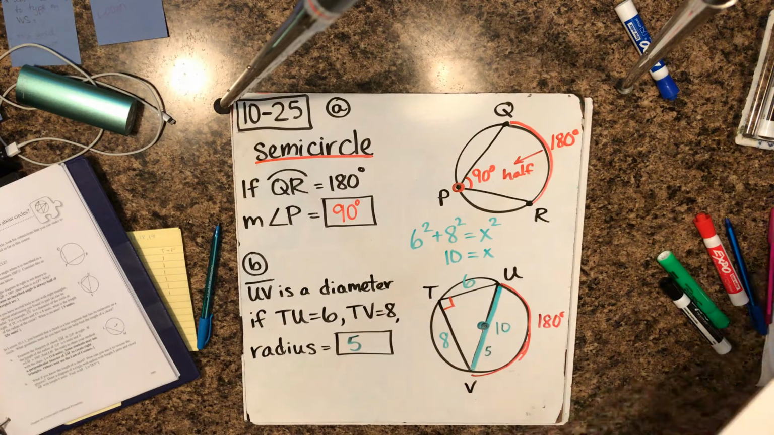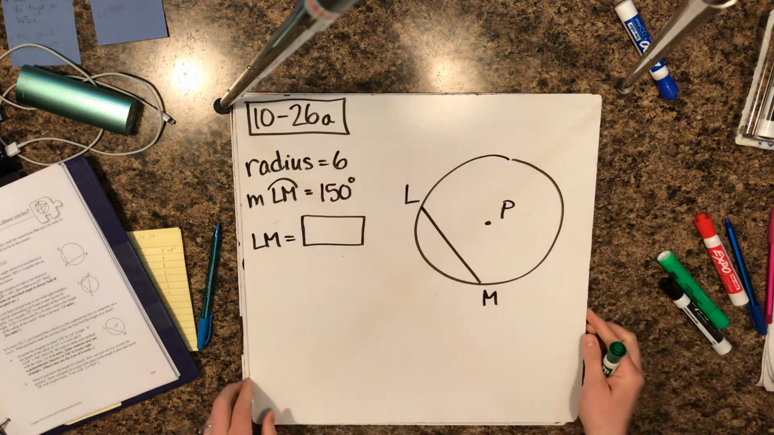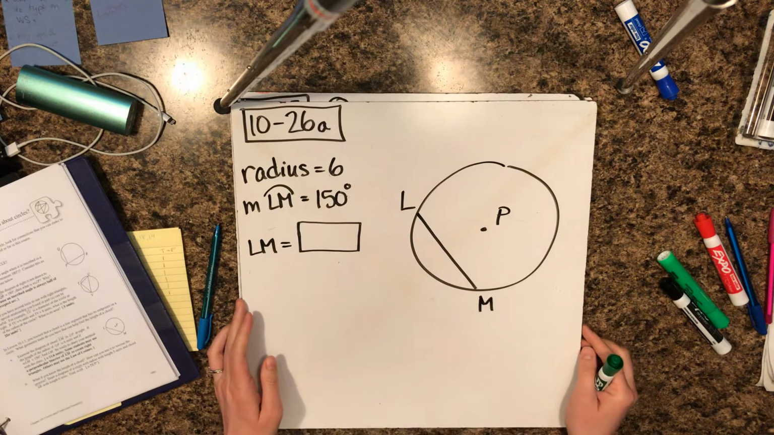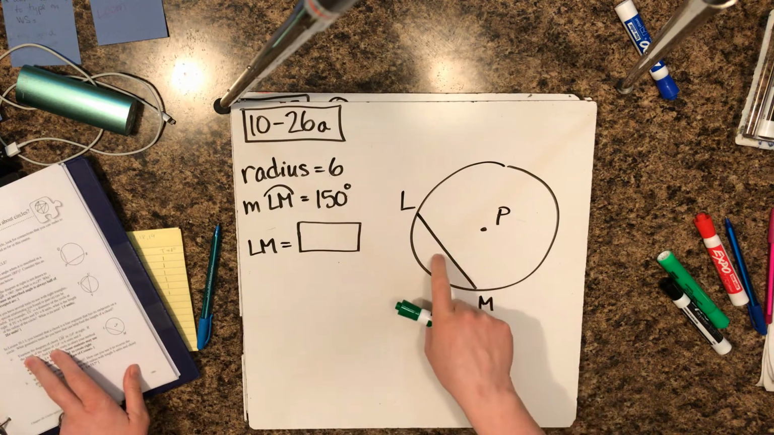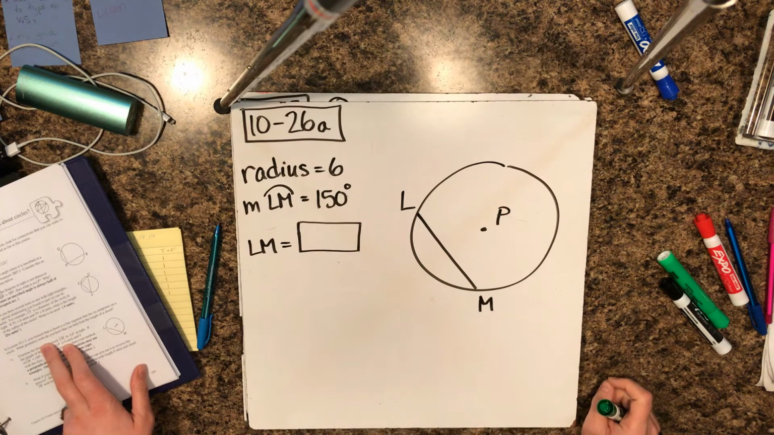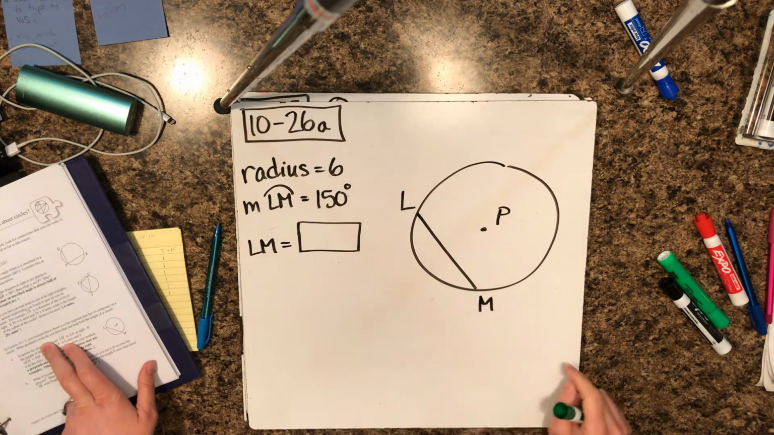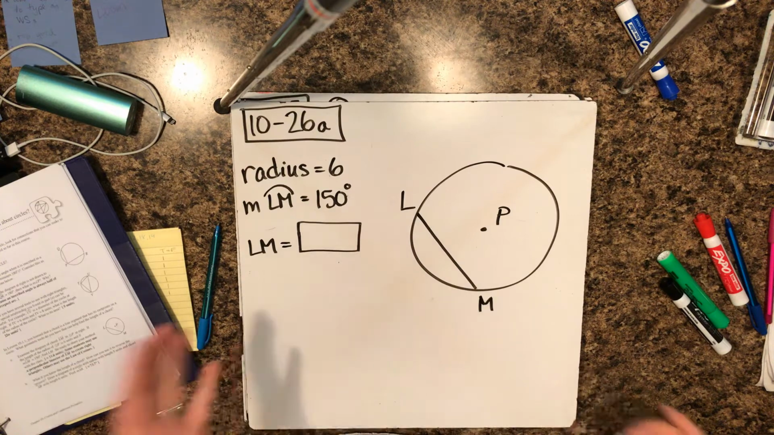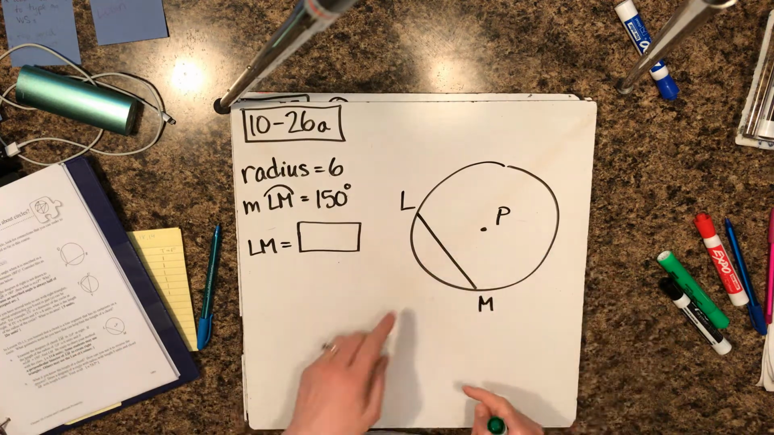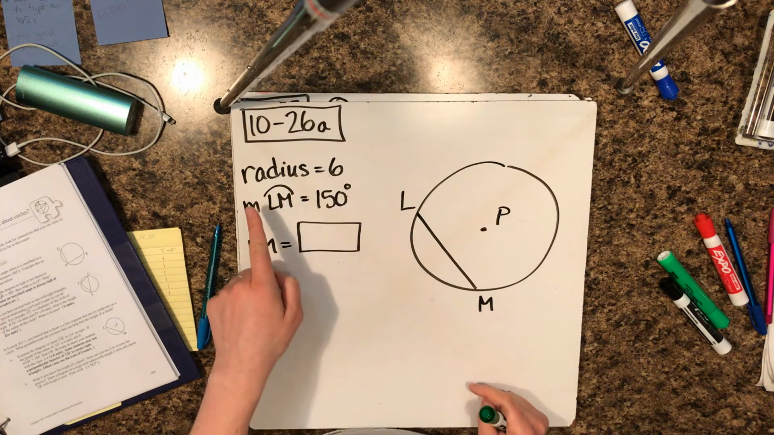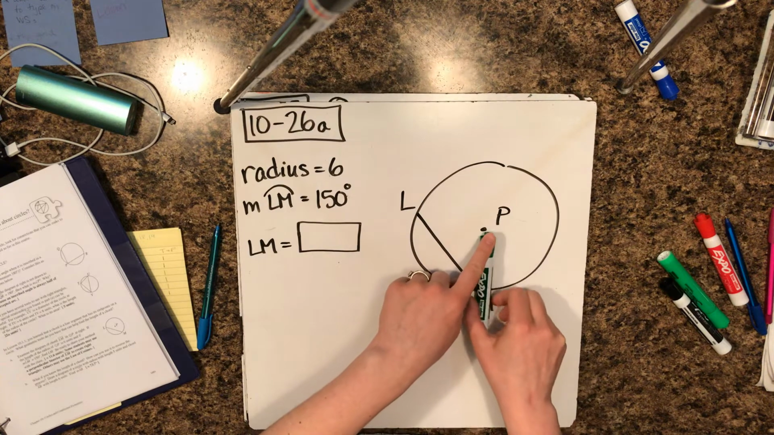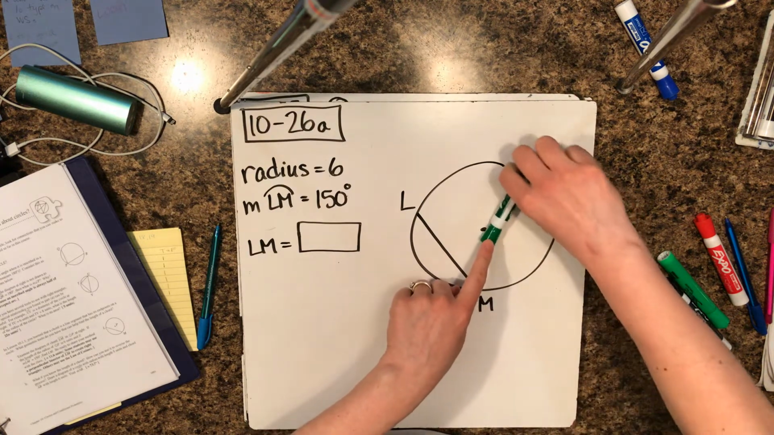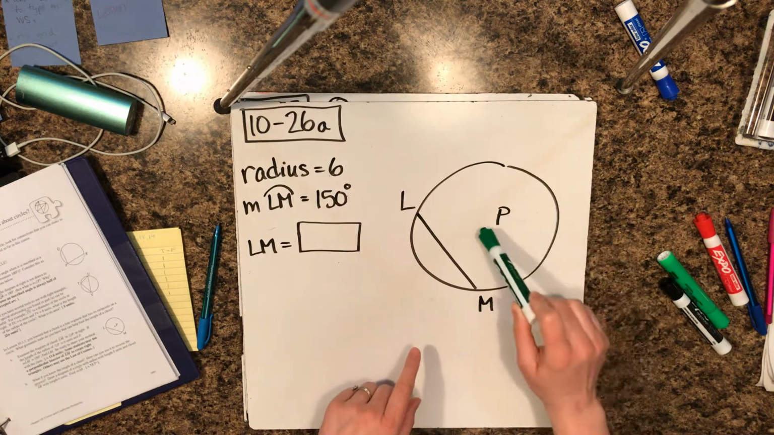Okay. The next question, number 10-26, we're only going to do part A. And this says, in lesson 10.1.1, we learned that a chord is a line segment that has endpoints on the circle. This is a chord. So what geometric tools do we have to help us find the length of this? Well, of course, we have to have more clues than just, hey, here's circle P, and what is this length? So the clues that we're given here is it says that the radius is 6. And again, radius goes from the center of the circle anywhere we want to around the circle. So I can put 6 anywhere I want to.